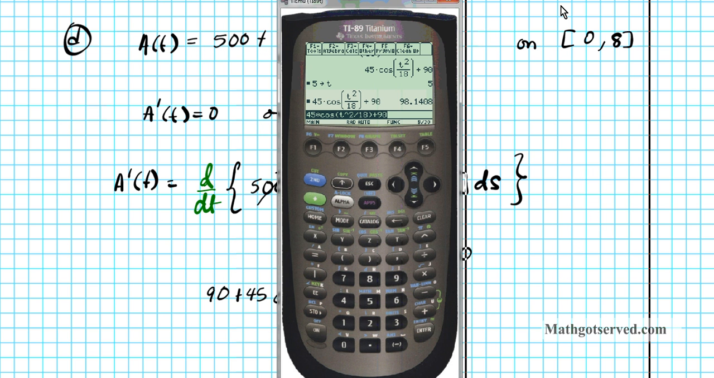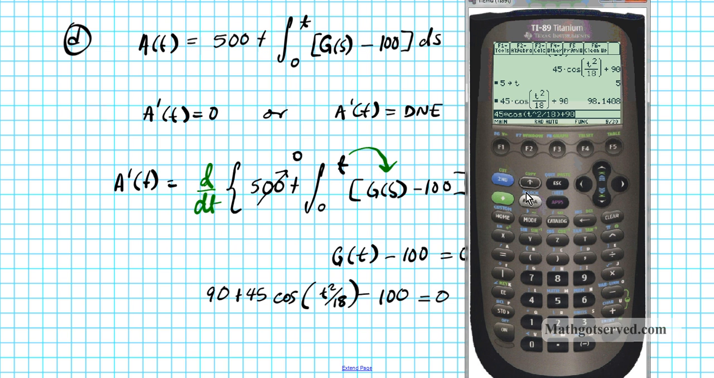Now I'm going to make a mistake here in my entry. Let's see if you can catch what my mistake is. So I'm going to enter the function. It's going to be 90 plus 45 cosine t squared over 18 minus 100. Enter. Let's check it to make sure it's right: 90 plus 45 cosine t squared over 18 minus 100. Good. And let's graph it.